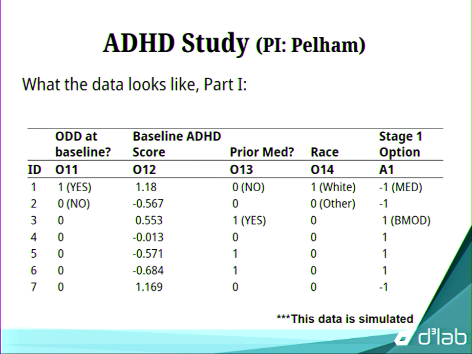ODD, oppositional defiant behavior at baseline, O11, right? That's the variable, it's an indicator for ODD at baseline, taking values 1 or 0 for yes or no. O12, this is standardized baseline ADHD score. O13 is an indicator for whether or not the child received medication the previous school year. Race 1 and 0, white versus others. A1 is the indicator for first stage intervention options, coded -1 for medication, 1 for BMOD.